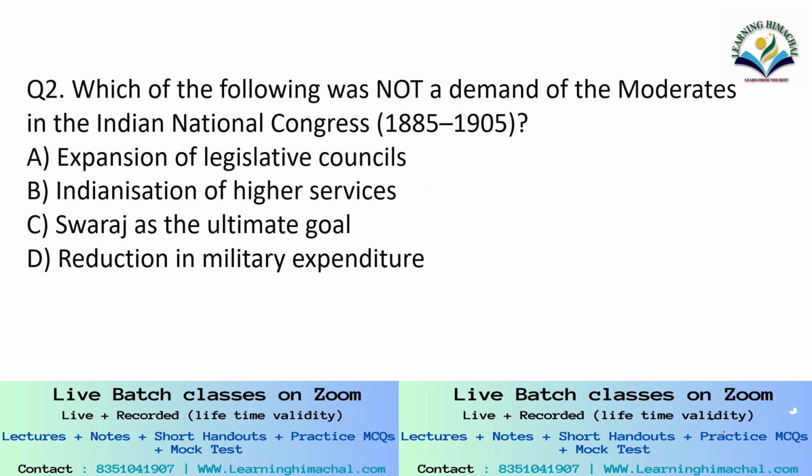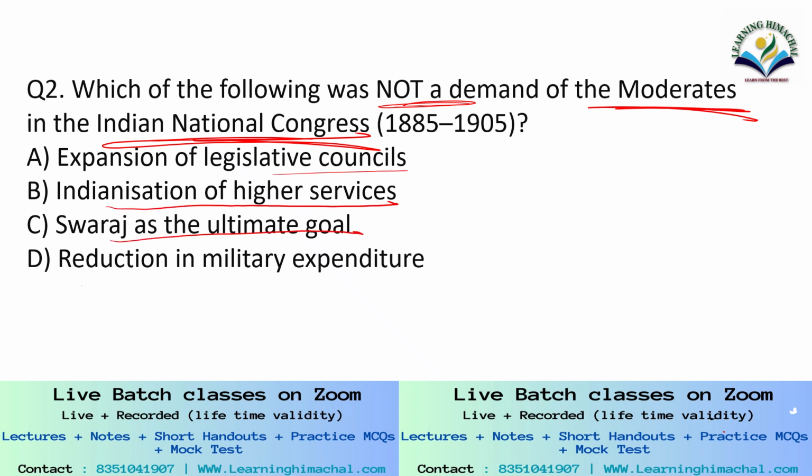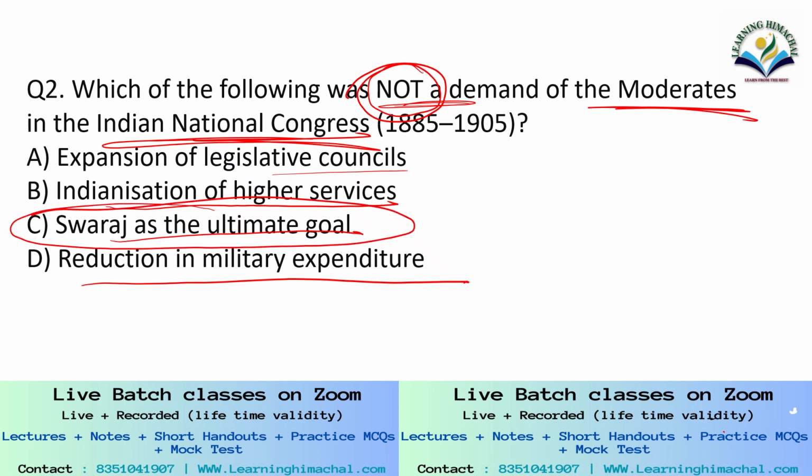Question number two. Which of the following was not a demand of Moderates in the Indian National Congress? Expansion of Legislative Council, Indianization of higher services, Swaraj as the ultimate goal, and reduction in the military expenditure. Question is asking which was not a demand. The correct answer is Swaraj as the ultimate goal.